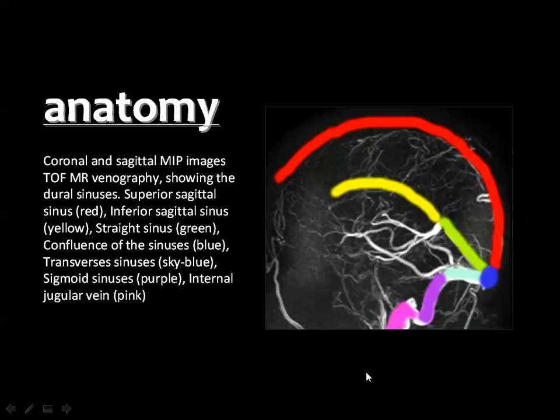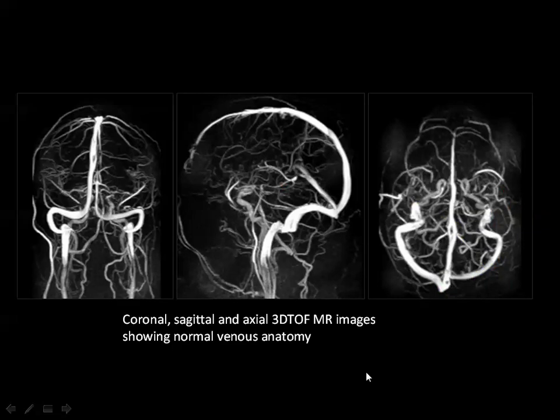the internal jugular vein. And this is an MR venogram in the sagittal, coronal, and axial images showing the normal anatomy of the dural venous sinuses. This is the superior sagittal sinus, and this is the straight sinus, then the transverse, the sigmoid, the internal jugular.